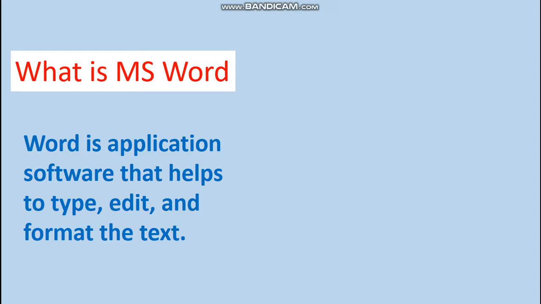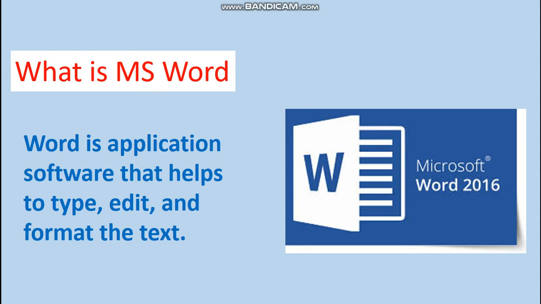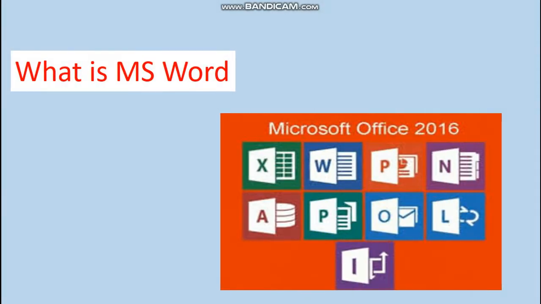Now, what is MS Word? MS Word is an application software that helps us to type, edit and format the text. A company called Microsoft has made the program MS Word. That is why it is called Microsoft Word or MS Word. Microsoft Word is a part of Office, which is a group of application software generally required in an office.